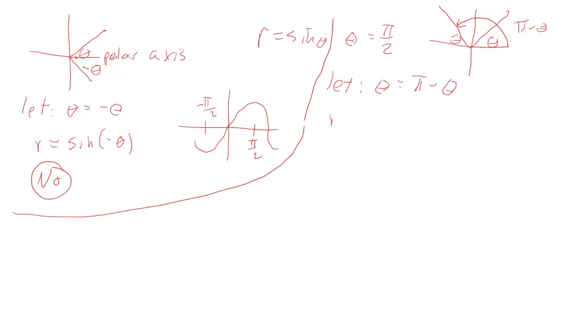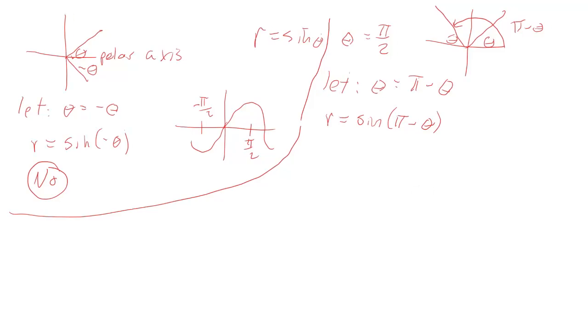For this graph, the equation we have is r equals, and now it would be sine of pi minus theta. We can use the difference formula that we had from last chapter. So this is going to come out to be sine pi cosine theta minus sine theta cosine pi. We know that sine of pi is 0, so that first term goes away, and cosine of pi is going to end up being negative 1. So this would be minus sine of theta times negative 1, so really this is just equal to sine of theta.